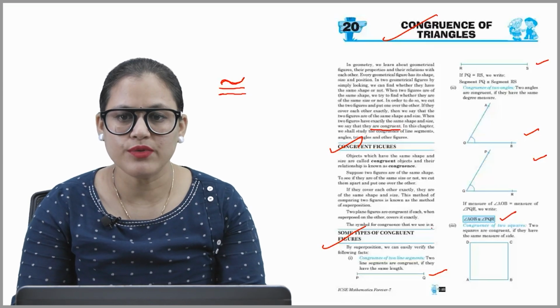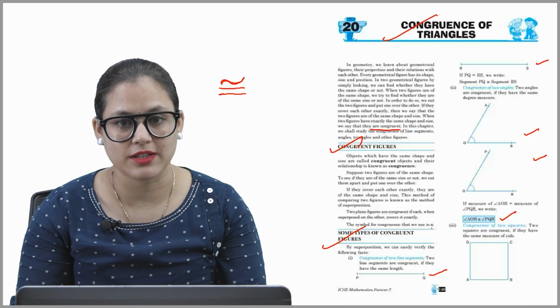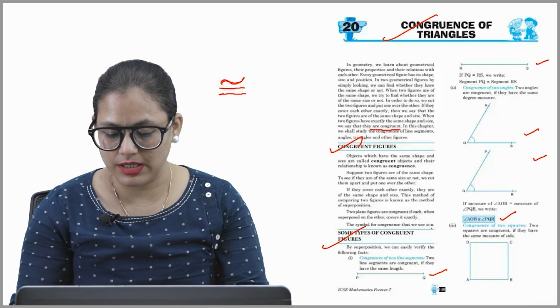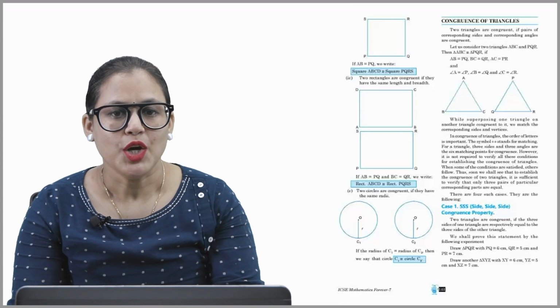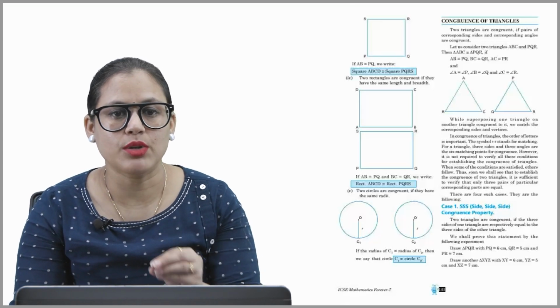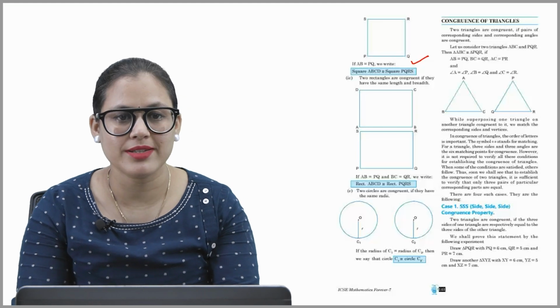Three, congruence of two squares. Two squares are congruent if they have the same measure of side. This is square ABCD and this is square PQRS. If AB is equal to PQ, we write square ABCD is congruent to square PQRS.